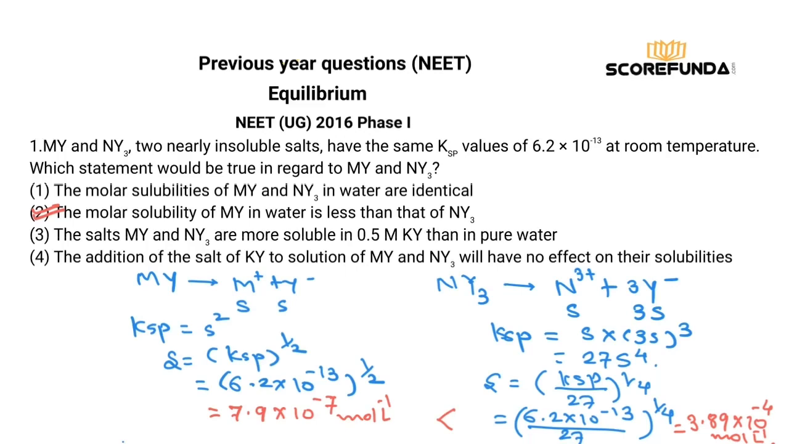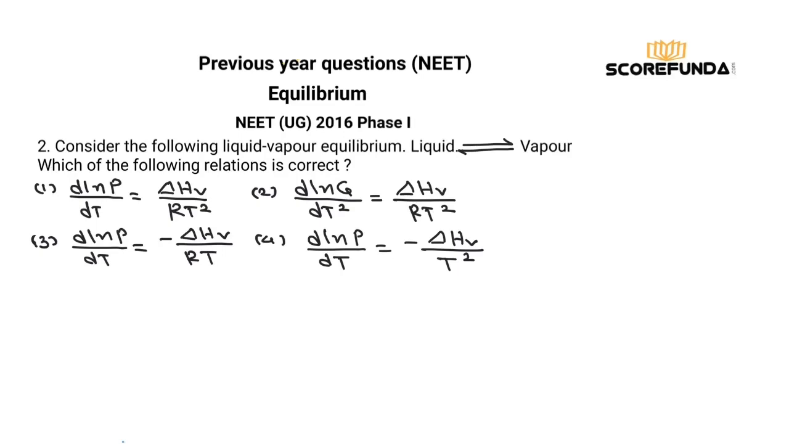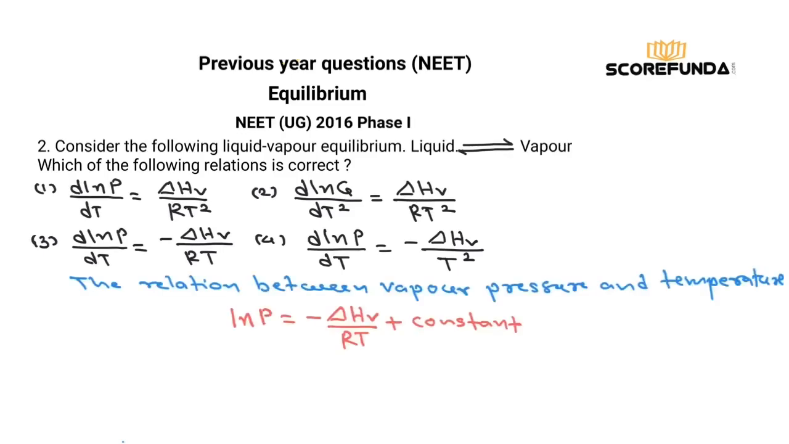Let us look at the second question in NEET UG 2016. Consider the following liquid vapor equilibrium. Liquid gives vapor. Which of the following relations is correct? Now the relation between vapor pressure and temperature should be ln P equals to minus delta HV divided by RT plus constant. जहाँ पे P should be the vapor pressure and delta HV should be the heat of vaporization.